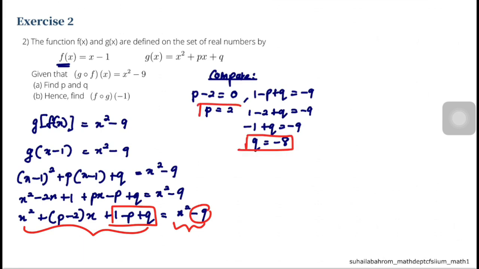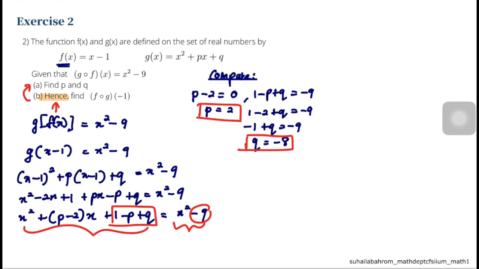So this is for part A, the p and also the values of q. P is equal to 2 and q is negative 8. Now let's look at part B. Hence find f composite g of negative 1. So when there is the word hence in your question, it means that you need to use the information that we got in the previous part in the current part.